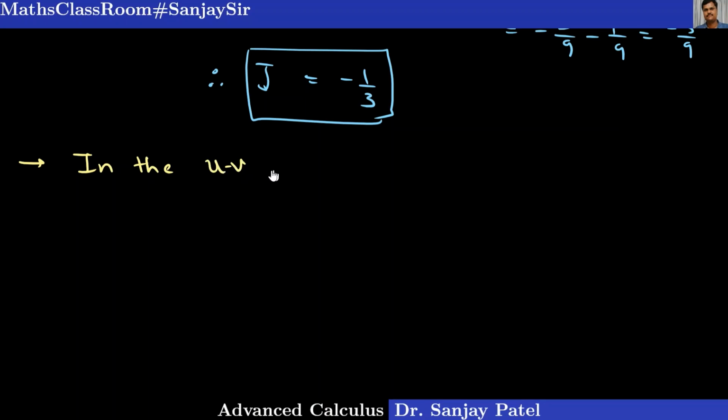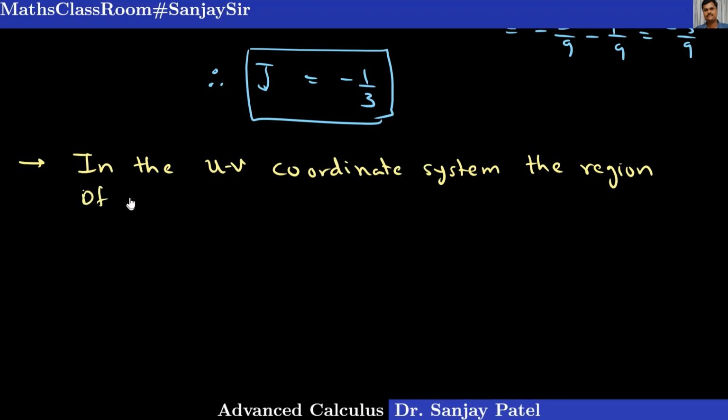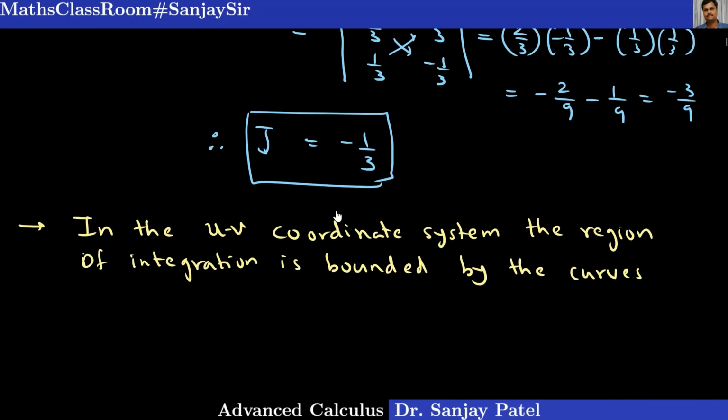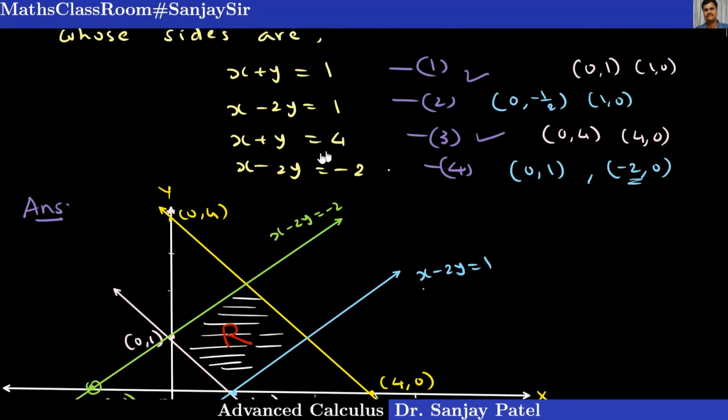In the UV coordinate system, the region of integration is bounded by the curves, say these four curves. These are the four lines, but we have taken x plus y as u and x minus 2y as v.